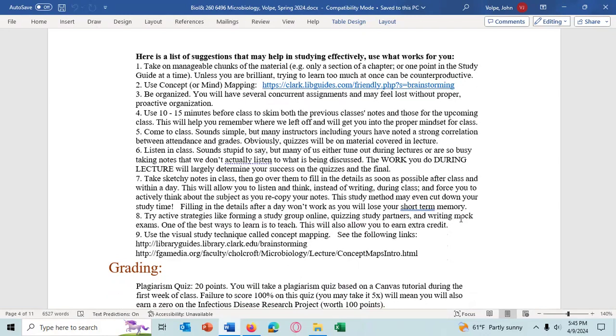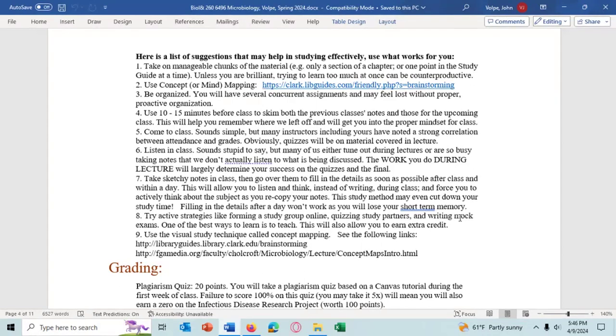Use the first 10 to 15 minutes before class to skim the previous class notes and then go over the upcoming class. This will help you remember where we left off and get you in the proper mindset for the current class. Come to class. This sounds simple, but many instructors, including yours, have noted a strong correlation between attendance, attitude, and grades. Obviously, quizzes will be covering material covered in the lecture.